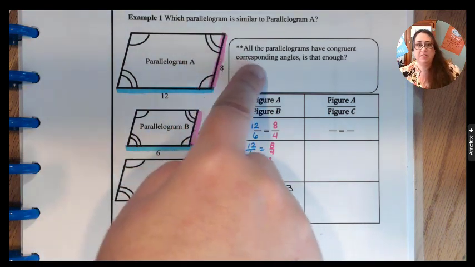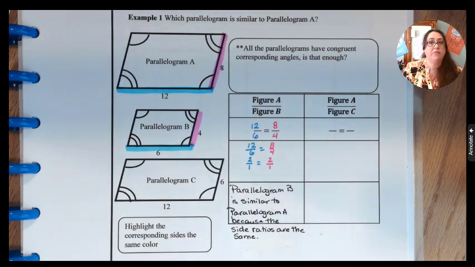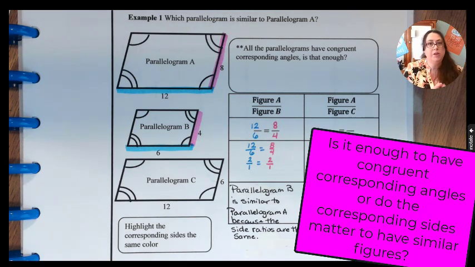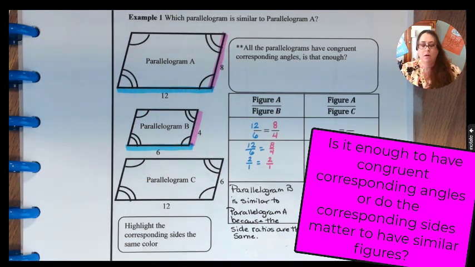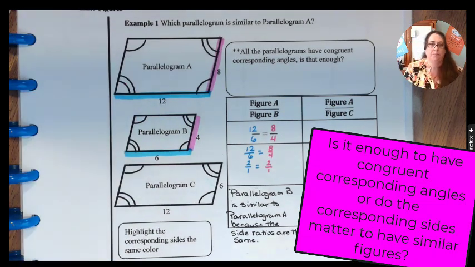So let's go up to this question. All the parallelograms have congruent corresponding angles. Is that enough? So what do you think? Is that going to be enough? We've already figured out that these are similar. Does that guarantee then that these are going to be similar? What do you think?